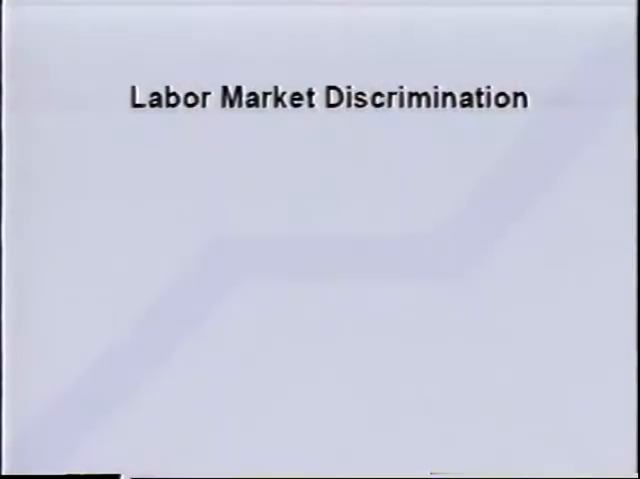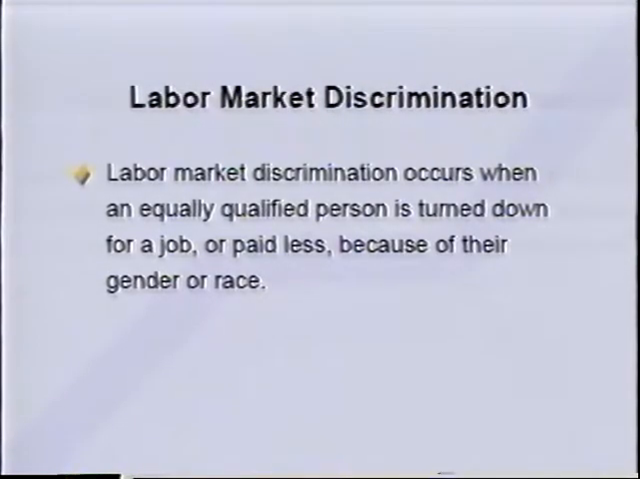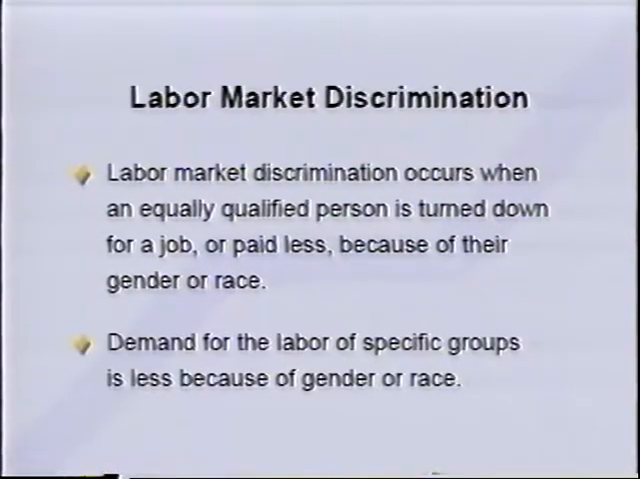Third issue I wanted to talk about, labor market discrimination. In economic terms, labor market discrimination occurs when an equally qualified person is turned down for a job or paid less because of their gender or race or some factor like that. In our framework, we would say that demand for the labor of specific groups is less because of gender or race. But in thinking about discrimination in an economic perspective, it's useful to remember that discrimination comes in many different shapes, and in some cases, markets might even fight discrimination.